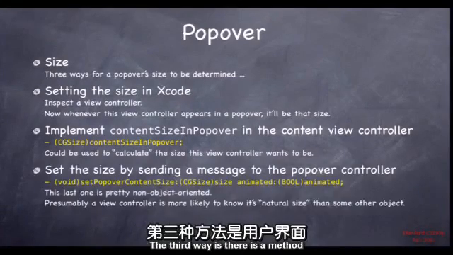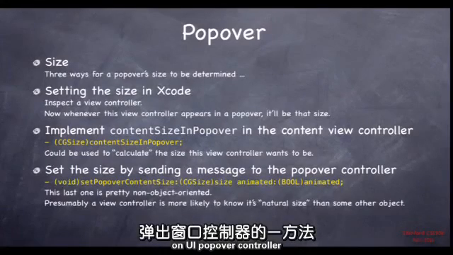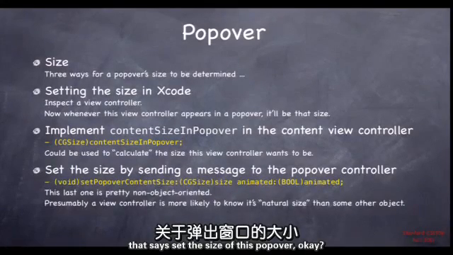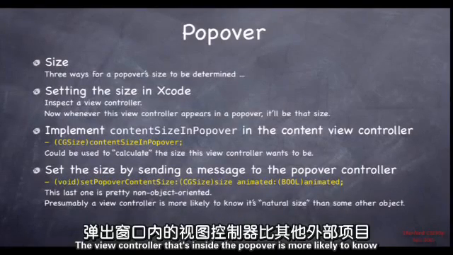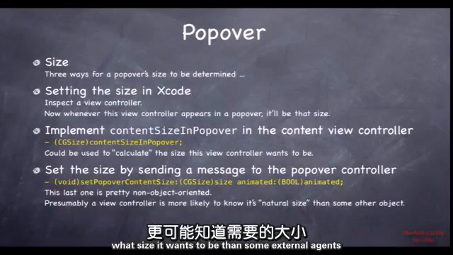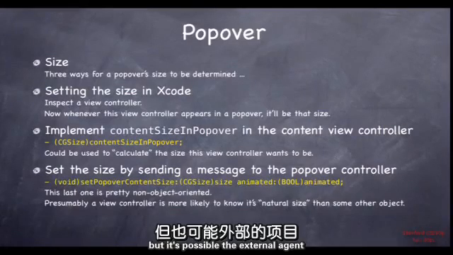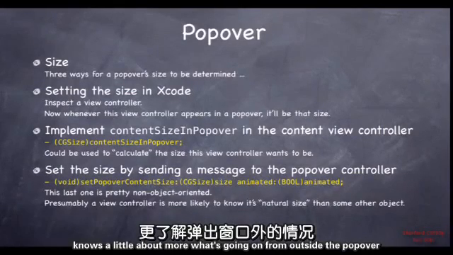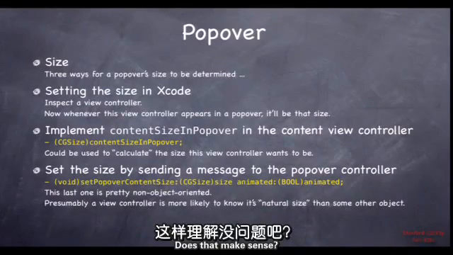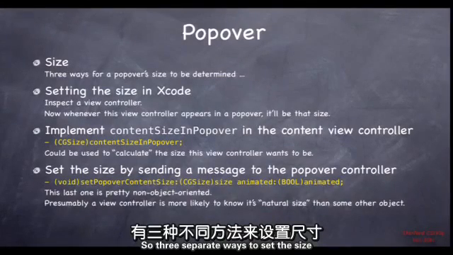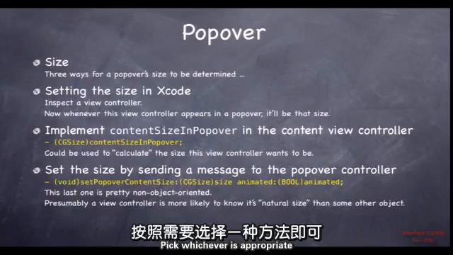The third way is there is a method on UIPopoverController that says set the size of this popover. Okay? But this is really not very object-oriented. The view controller that's inside the popover, it's more likely to know what size it wants to be than some external agent. But it's possible that the external agent knows a little more about what's going on outside the popover, and so it can pick a good size. Does that make sense? So there's three separate ways to set the size. You can pick whichever is appropriate.